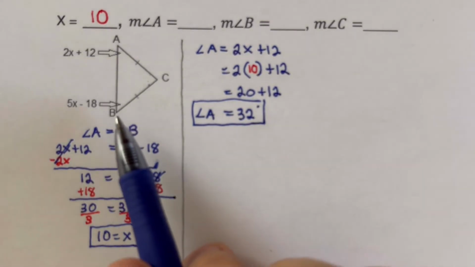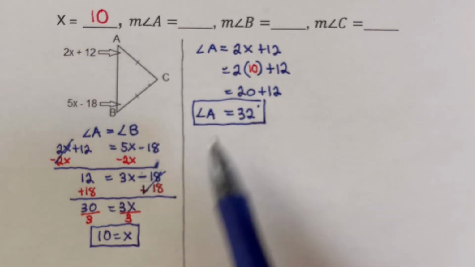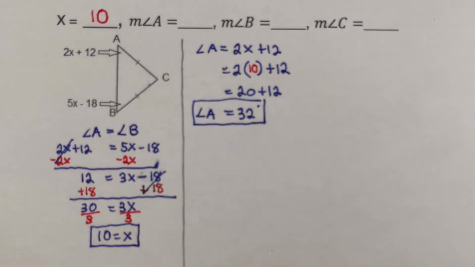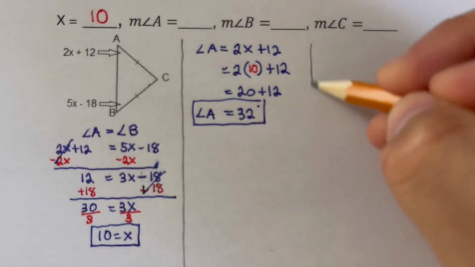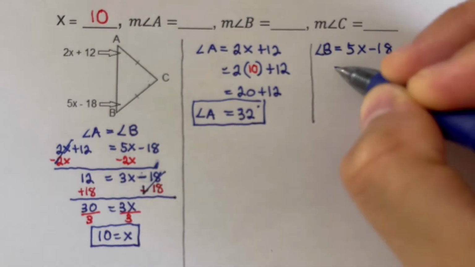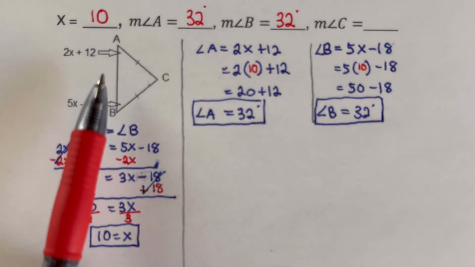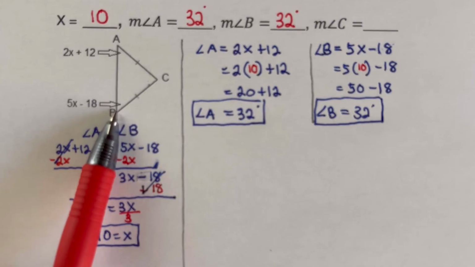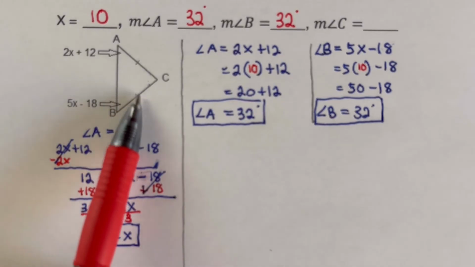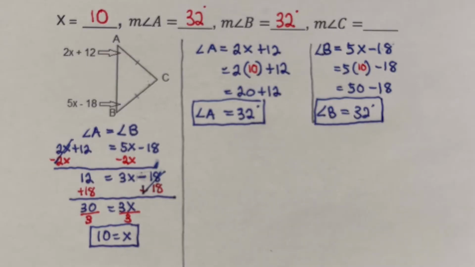Now, since angle B is also equal to angle A, we're supposed to get angle B as 32. But I'm just going to show the work for angle B right here. We plug in the x, which is 10, into the equation. I'll show the work down here. You notice that the two angles A and B are congruent to each other because, again, the sides across from them are also congruent. Again, that is the isosceles triangle theorem.